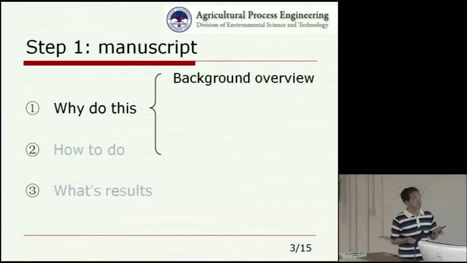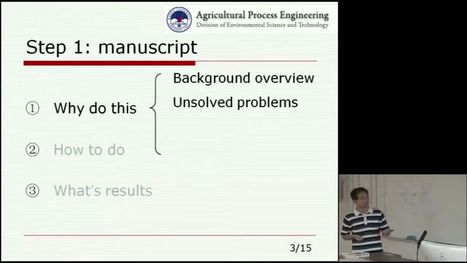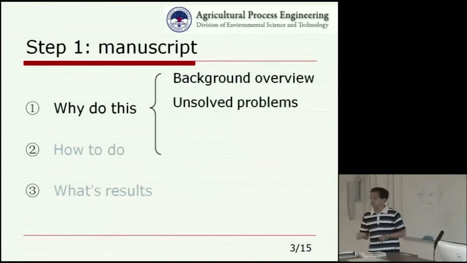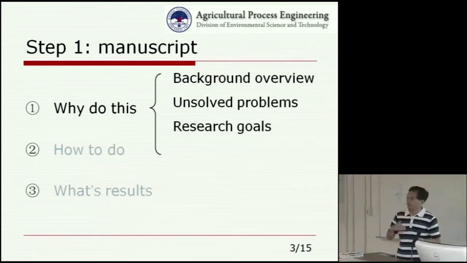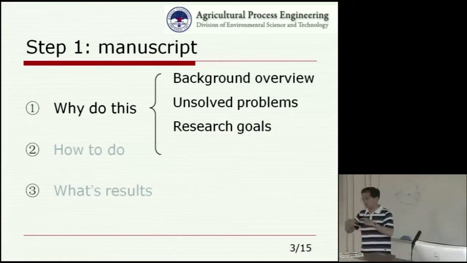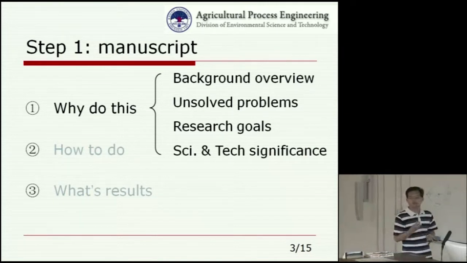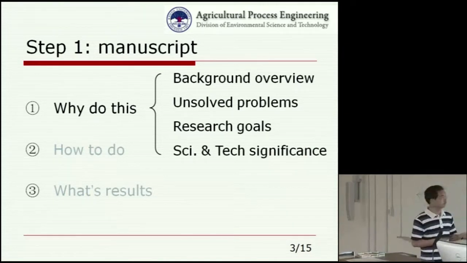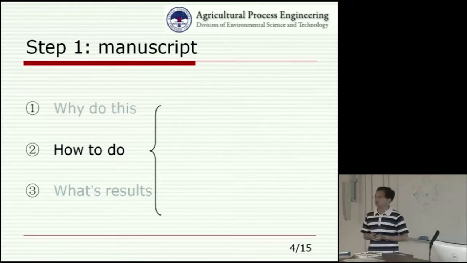For example, the background overview: what other people did, what some people are doing, and what problem still needs to be studied, and then give our research goal, what I want to do. And sometimes we should give the scientific or technical significance of our work. This is the first part, why we do this. After that, we should explain how to do it.